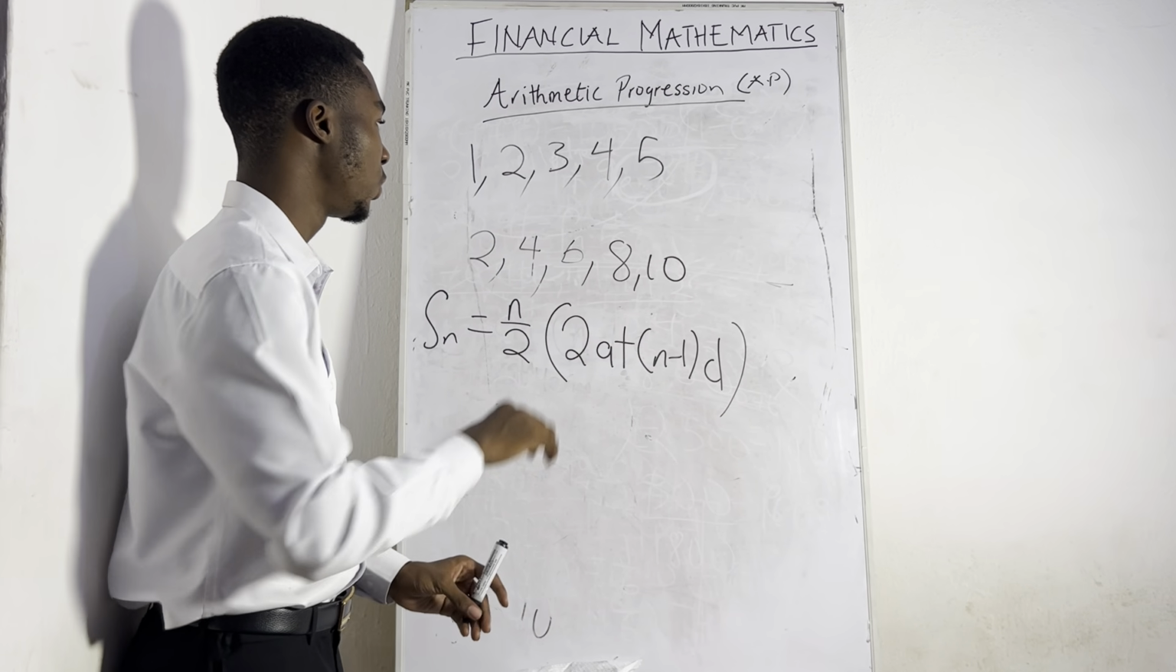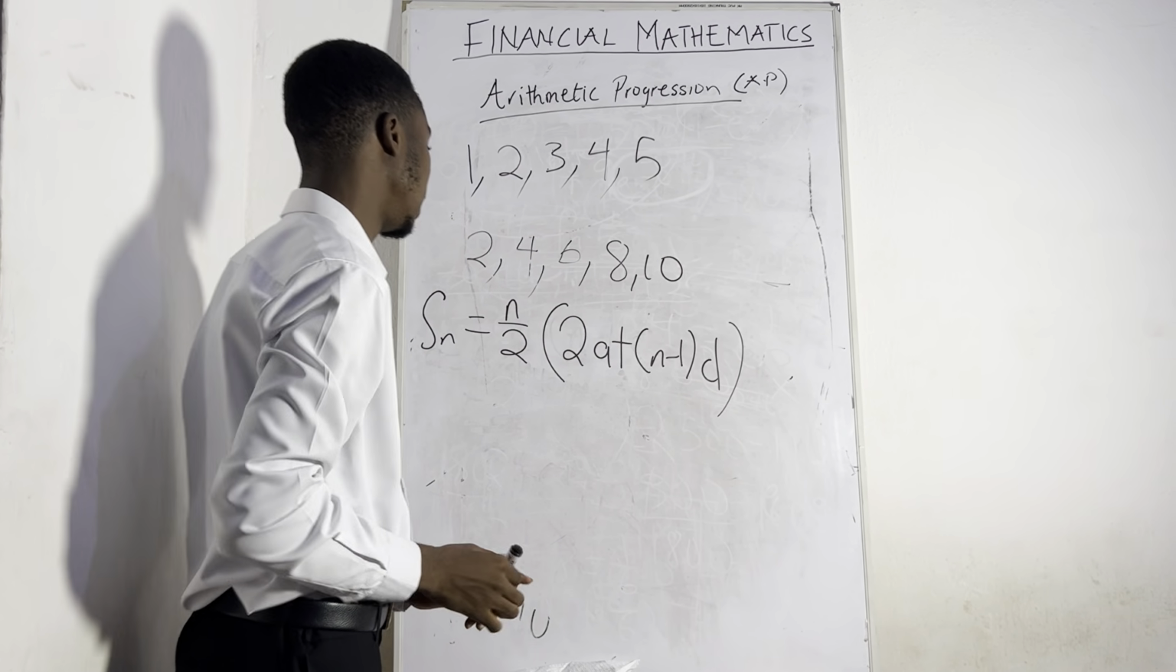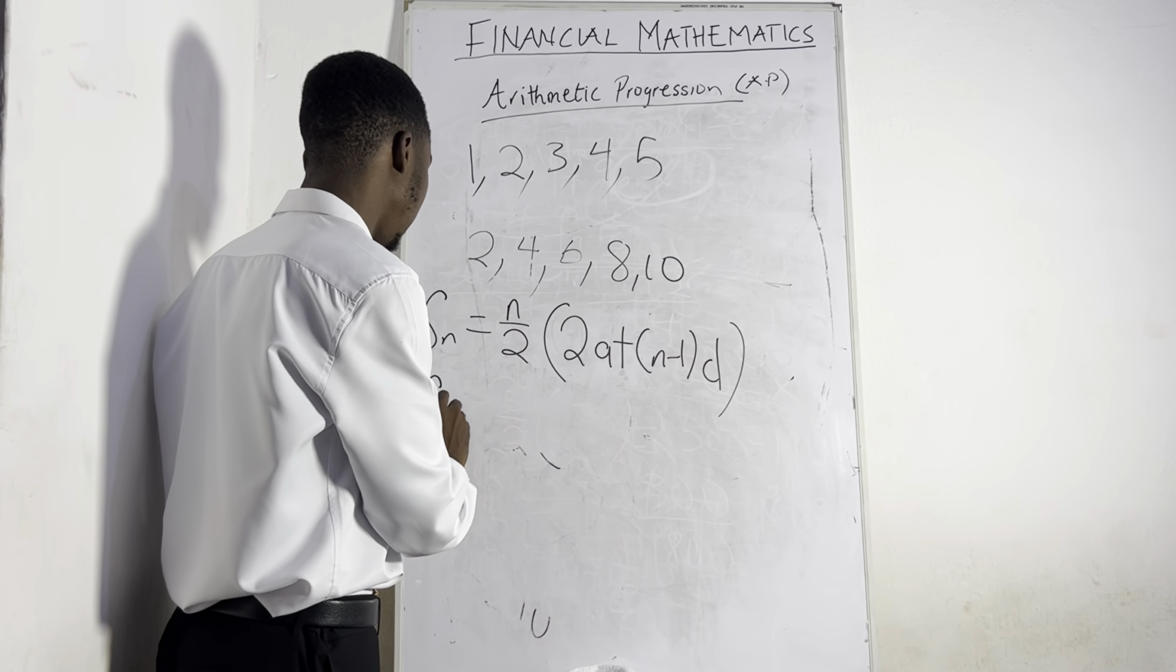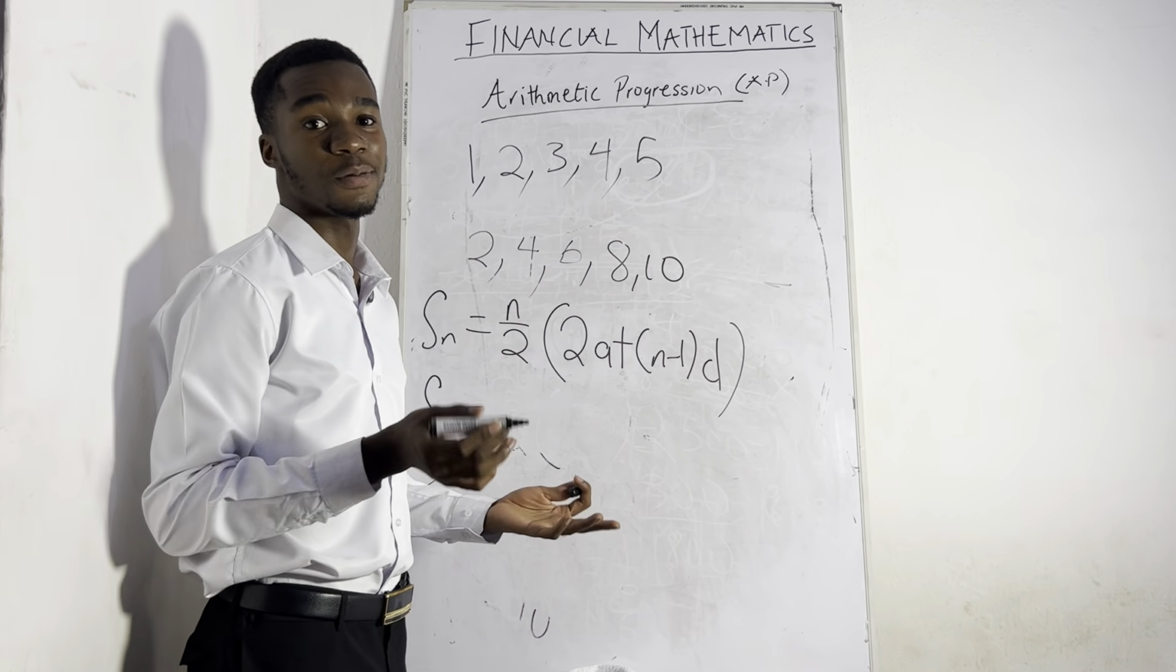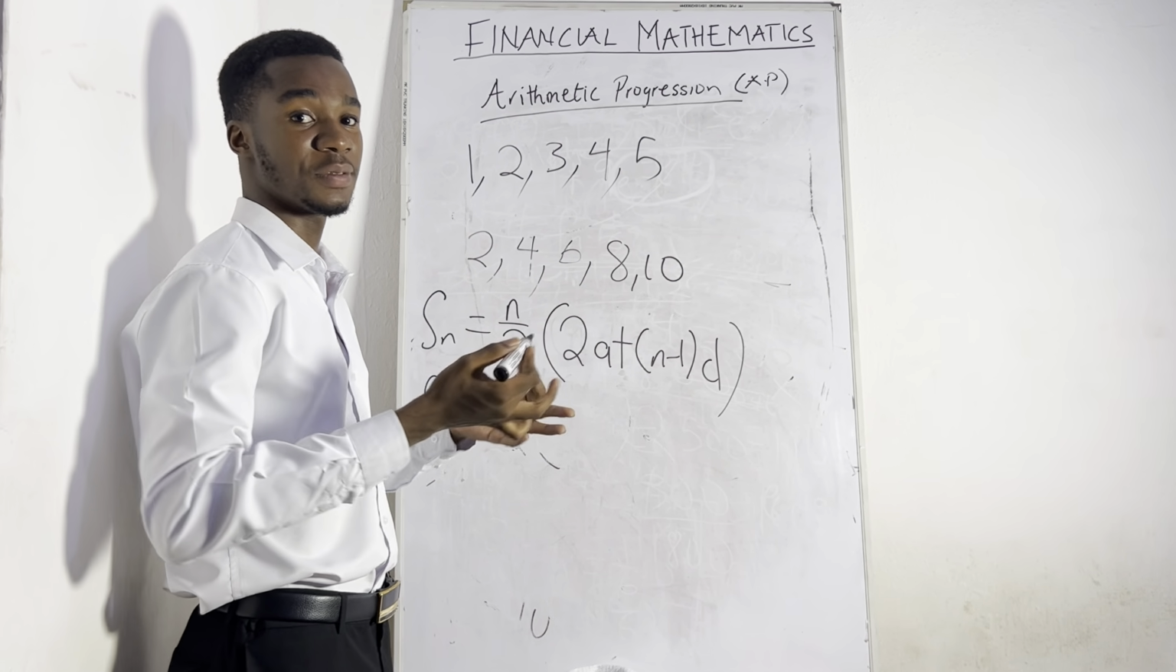Now let's prove it. Assuming you want to know the sum of the first 5 terms, the sum of the 5 terms is equal to, so our n is now 5 because you want to know the sum of the first 5 terms. You get it?